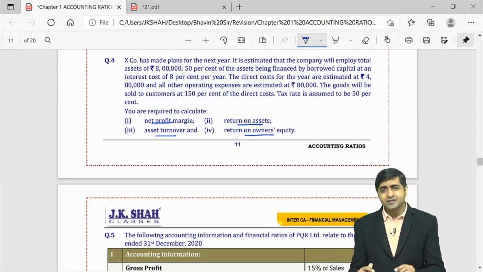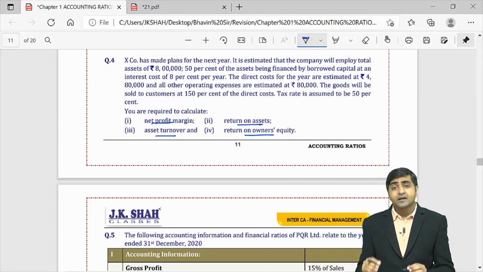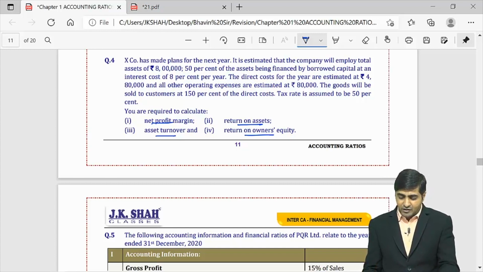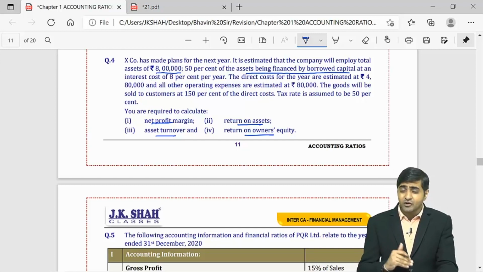So guys, all these ratios, with the help of the figures which are given to you, we just have to calculate these ratios. Guys, in this particular question, you can just check that the total assets are 8 lakhs and 50% is being financed by borrowed capital. So guys, obviously 4 lakhs is from your debt and 4 lakhs is from your equity.